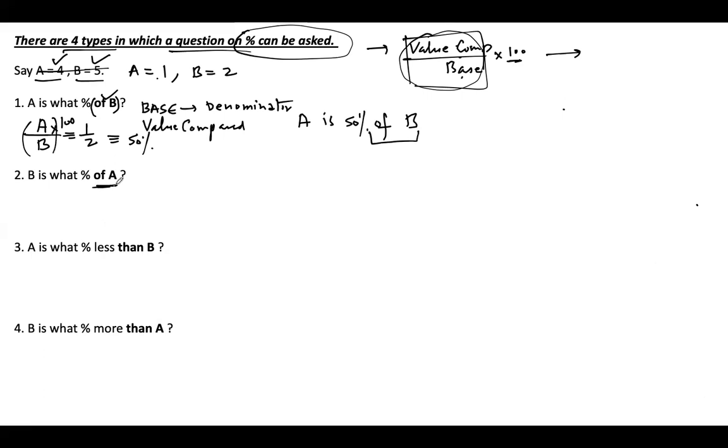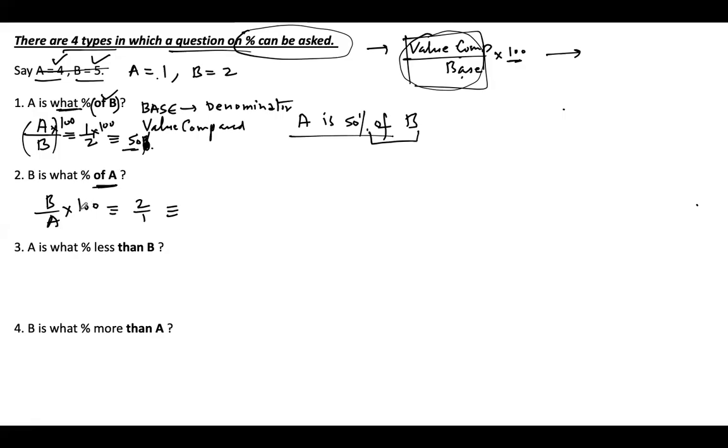Similarly, base is A here. I can write B upon A. So 2 by 1 into 100 is 200. If I am doing 1 by 2 into 100, then I'll just write 50. But your answer would be, A is what percent? A is 50%.